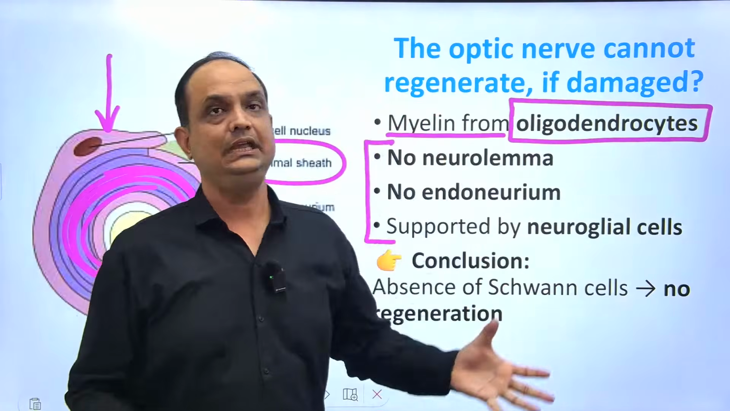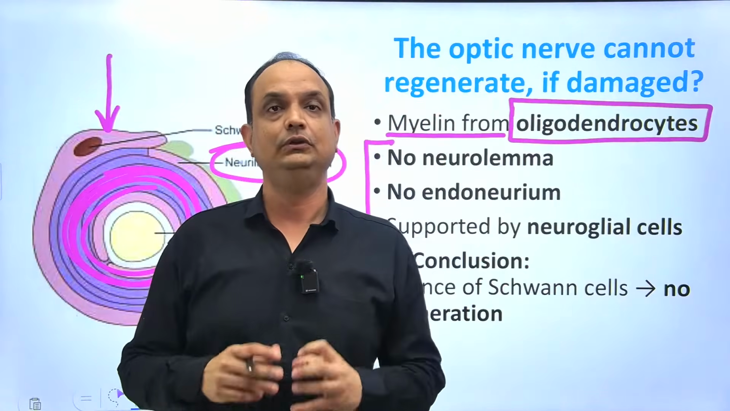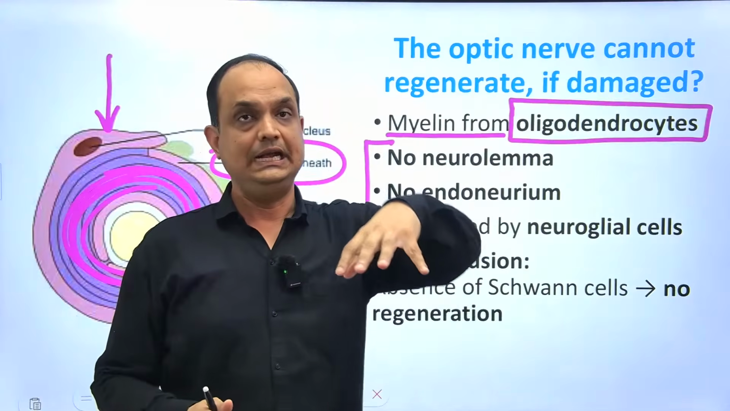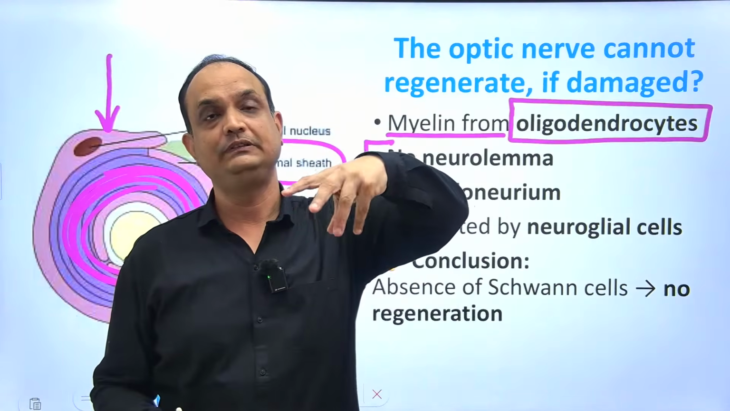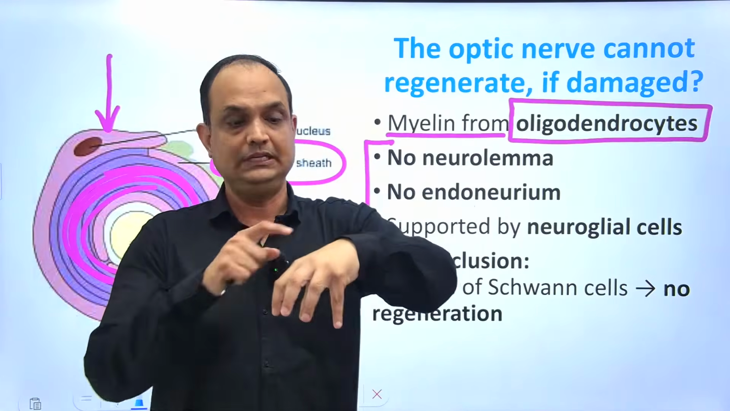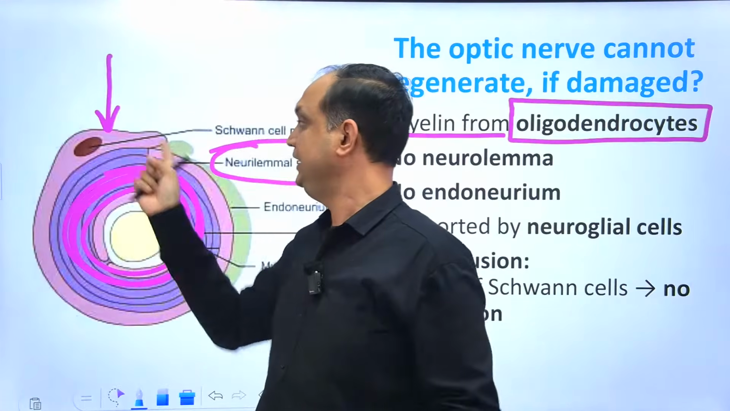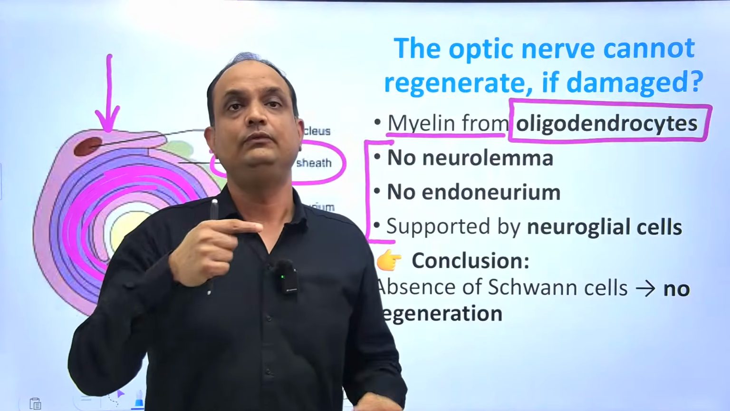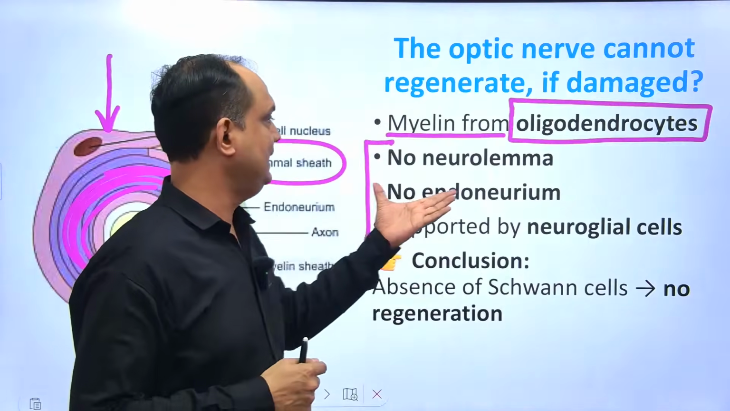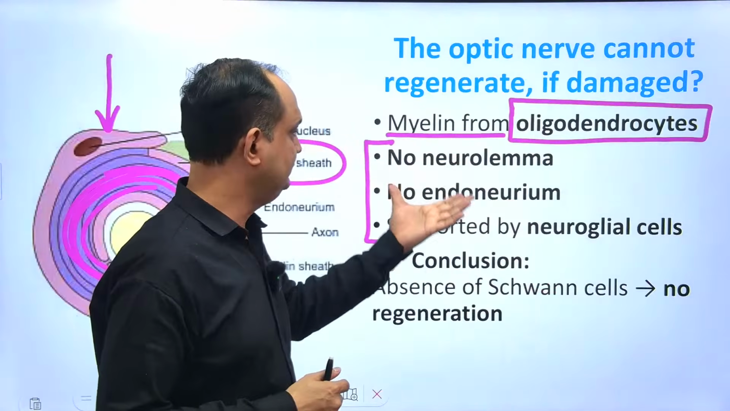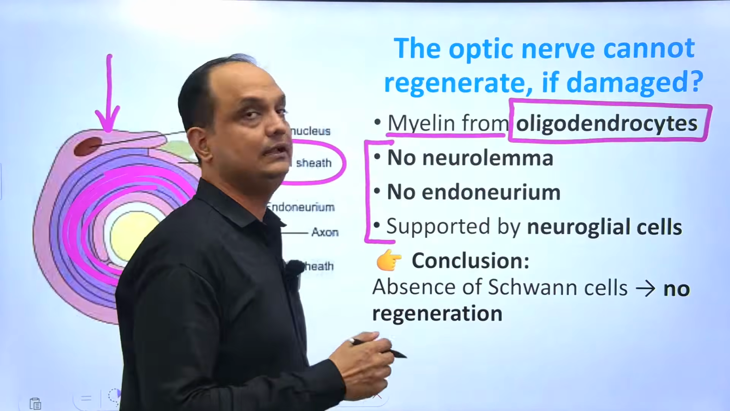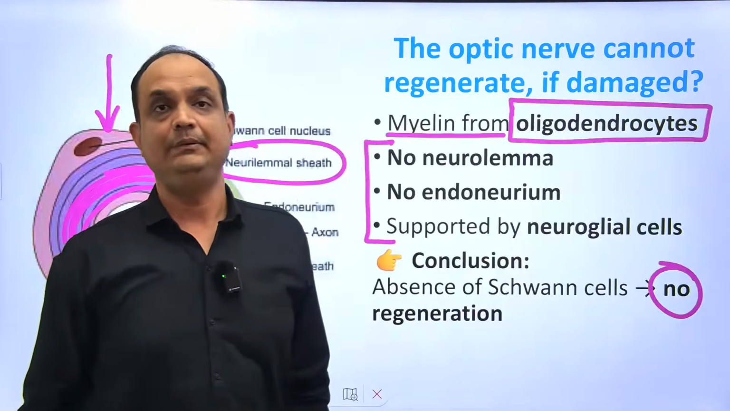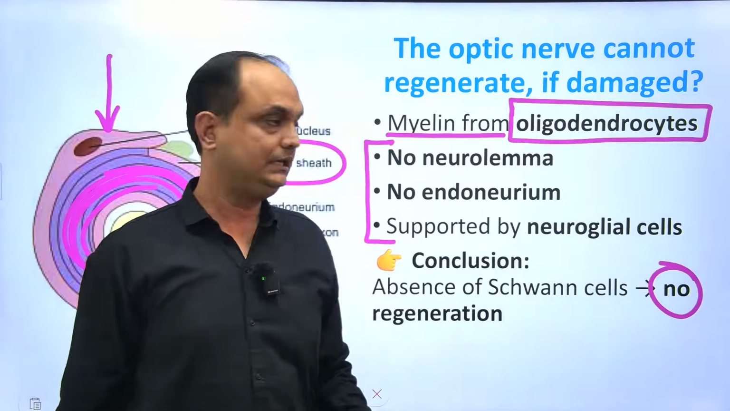But when you see the optic nerve, you don't have the neurilemma, because the myelination is done by the oligodendrocyte, and a single cell will have multiple processes for the myelination. So it is not able to make such a covering or layer around one axon in the form of neurilemma. Plus there is an absence of endoneurium. Because of these two reasons, there is a lack of regeneration, or we can say that once the optic nerve is damaged, it will not regenerate. Clear?